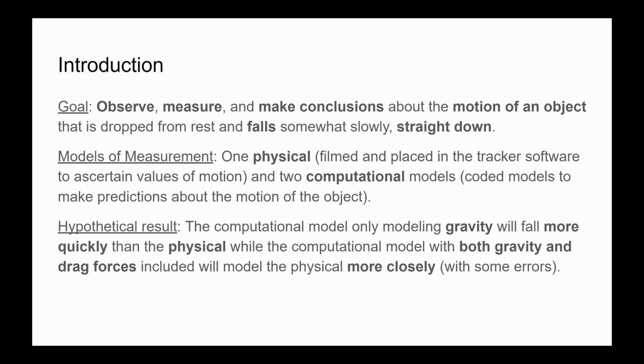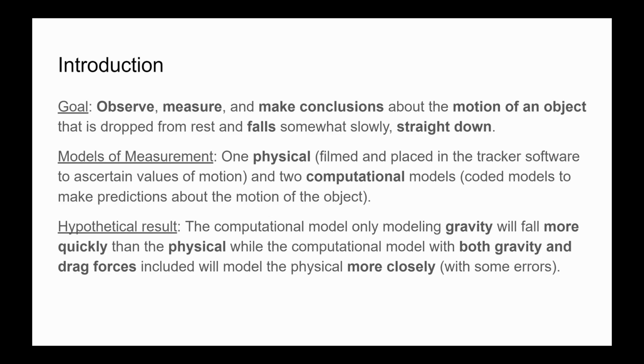For my intro, the goal is to observe, measure, and make conclusions about the motion of an object that is dropped from rest and falls somewhat slowly straight down. The models that we'll use for measuring this are one physical, which is going to be filmed and then placed in the Tracker software, and two computational models, which are going to be coded models to make predictions about the motion of the object. One is going to use gravitational force, and one is going to use both gravitational and drag forces.